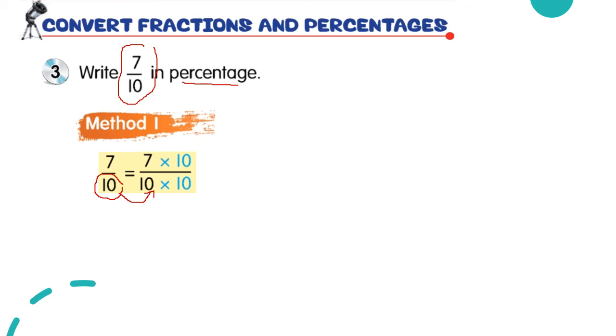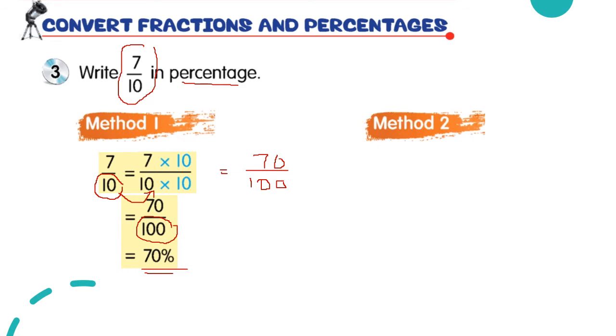7 times 10 is 70. The most important thing is to make sure that the denominator will become 100. So if you times the denominator with 10, make sure you times the numerator also with 10. So it is 70 over 100. Now it is already over 100, so straightforwardly, we can write down 70%.